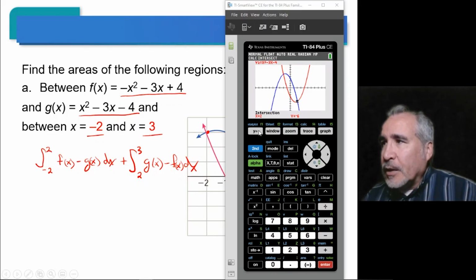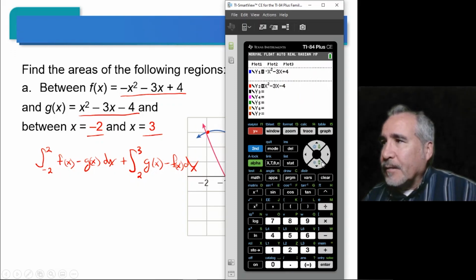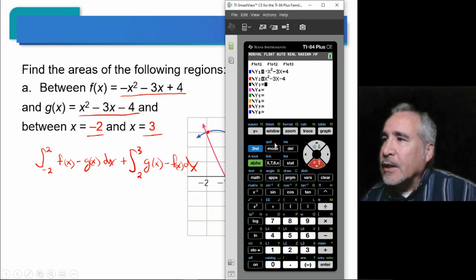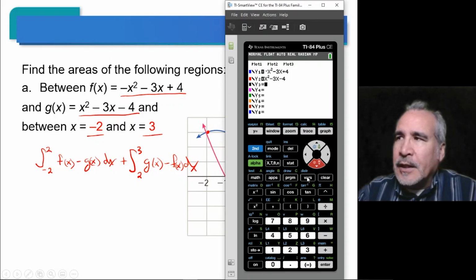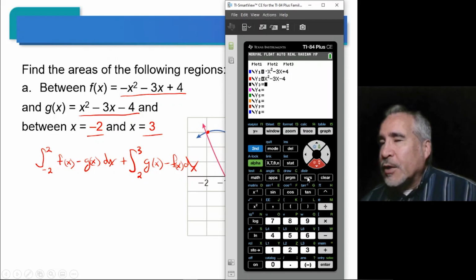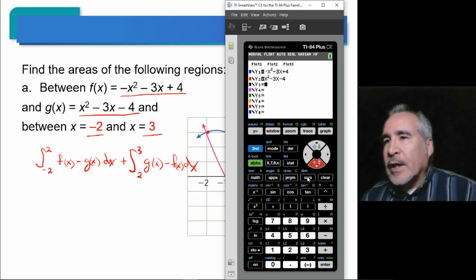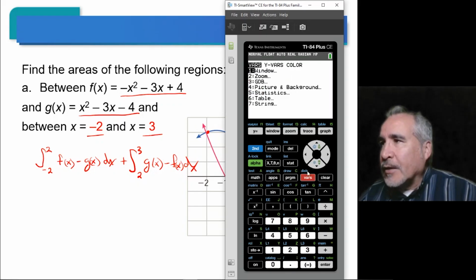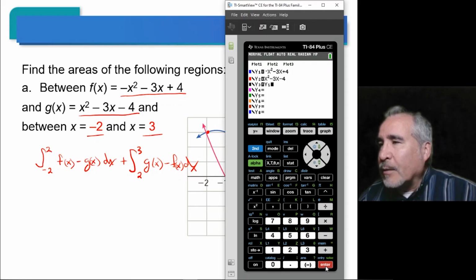Okay, so what we're going to do is go back to y equals. And instead of having to retype these, which I could, I'll show you this method. I think I showed you this earlier in the semester, but we're going to hit the VARS key. What we're going to put in here is y1 minus y2. The way we go about doing that, we hit VARS, we go over to y-vars, and then we hit enter. That gives us the functions, which are y1, 2, 3. We want to put y1 first.